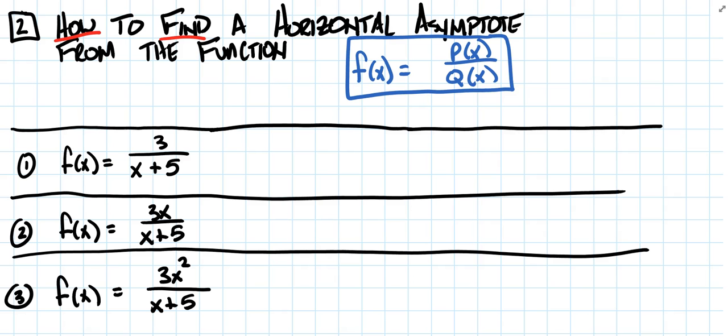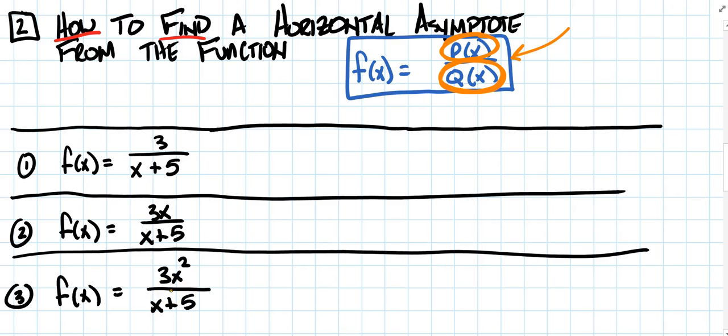Box number 2 is all about how to find a horizontal asymptote from the function. Remember that every rational function is in the form f of x equals p of x over q of x. p of x is the polynomial on top, and q of x is the polynomial on the bottom. The degree of each of these polynomials matters. I have 3 examples that look very similar. Example 1 is 3 over x plus 5. Example 2 is 3x over x plus 5. Example 3 is 3x squared over x plus 5.